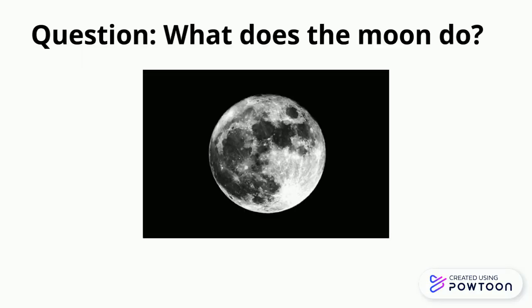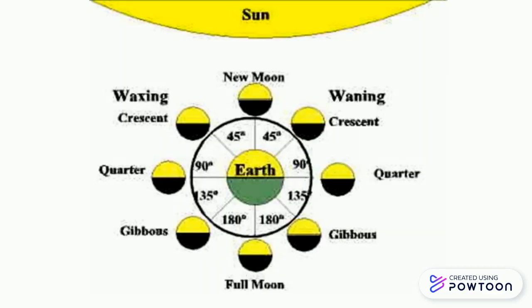What does the Moon do? The Moon revolves around Earth once every 29 days, and as the Moon makes a rotation, it is lit from different angles by the Sun. One half of the Moon is always illuminated by the Sun. We can't always see the half of the Moon that's lit up.